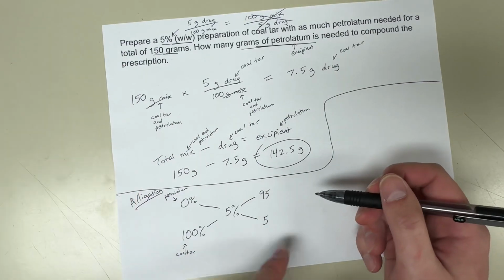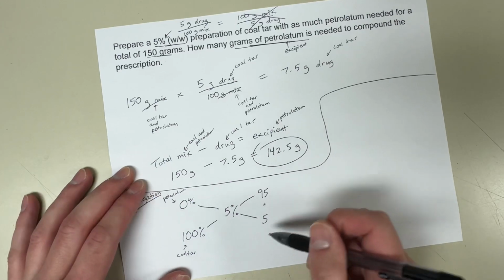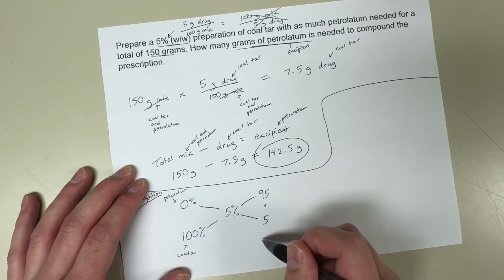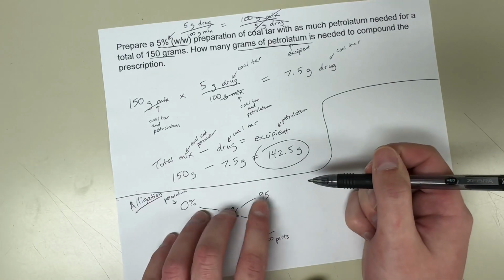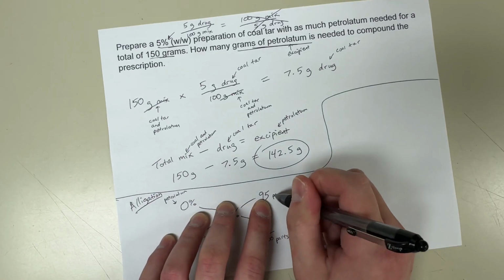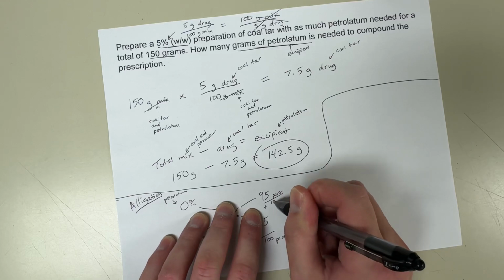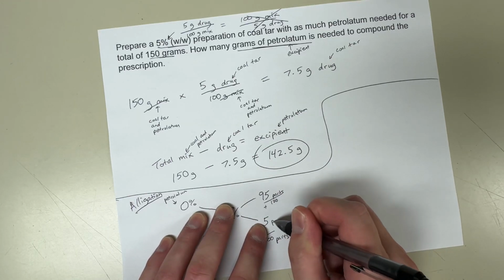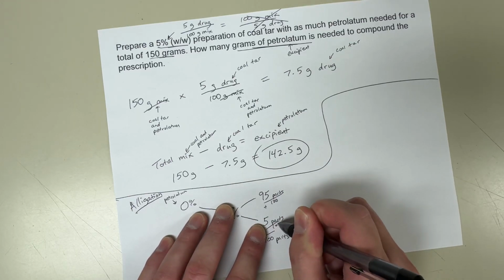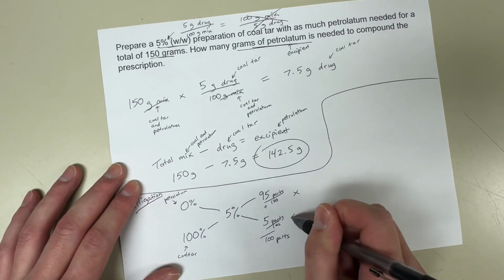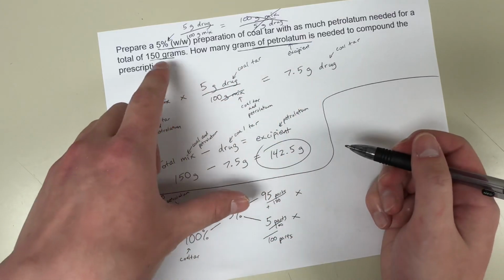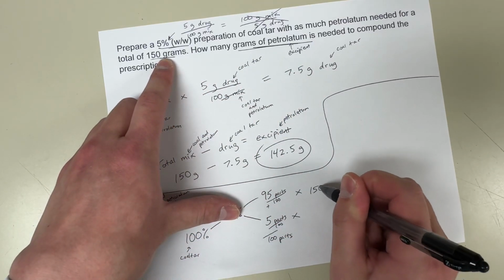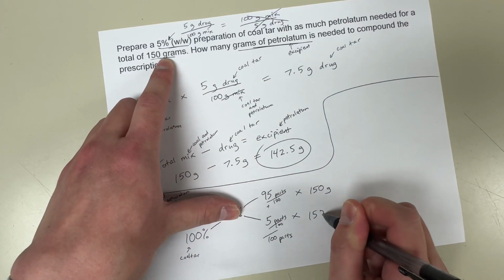So now I'm going to add up to find the total. Well, obviously I know it's 100. 95 plus 5, that's 100 parts total, because these each represent parts. 95 parts over the total 100. Same thing with this, 5 parts over the total 100. And then it's always multiplied by the total amount of the mixture, which is, in this case, 150 grams.